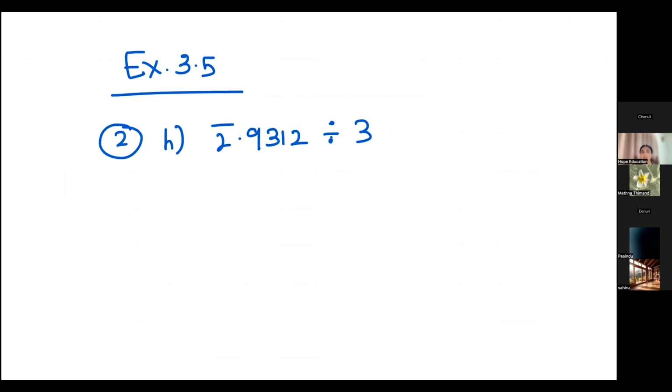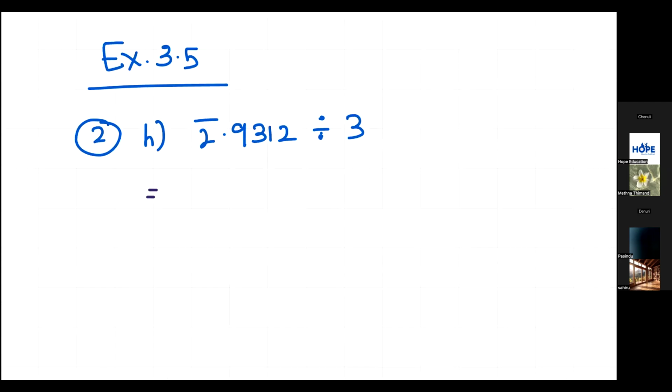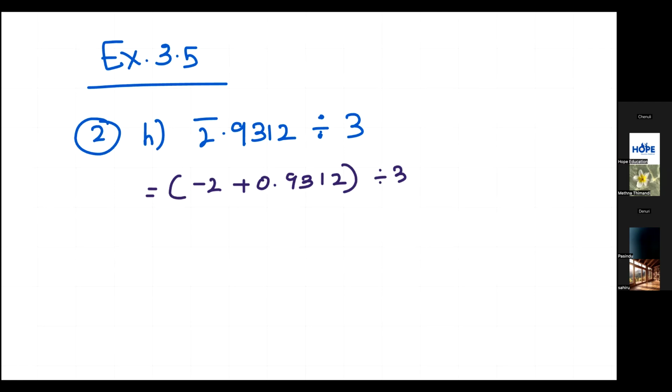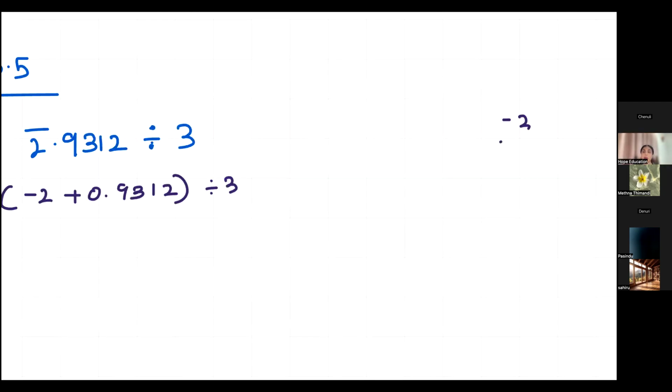Okay, shall we discuss? Now we have bar 2.9312. We can write it as minus 2 plus 0.9312, divided by 3. Now minus 2 is not perfectly divisible by 3. That's a problem, right? How do I break minus 2 into two parts? I need one negative characteristic which is perfectly divisible by 3, and I need a positive characteristic. How should I break it down?